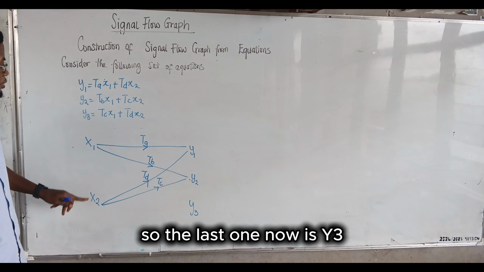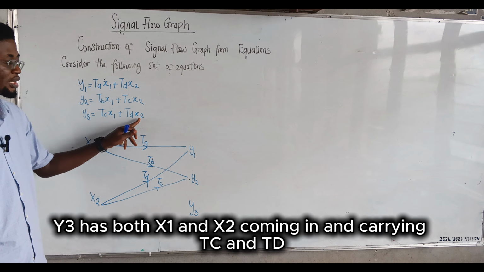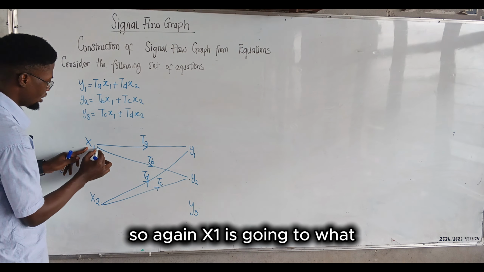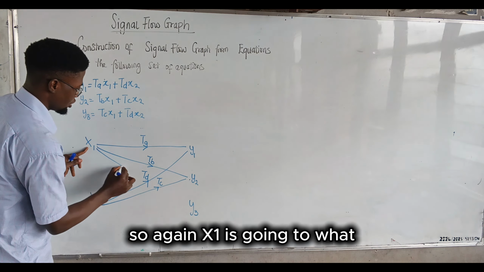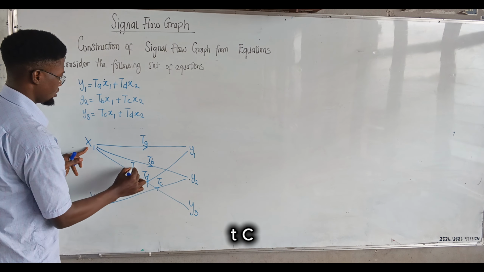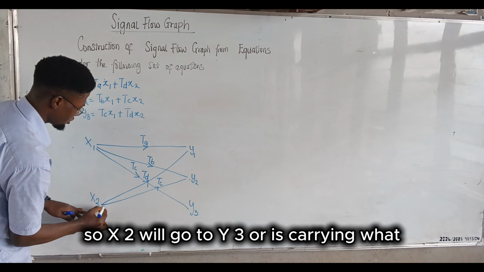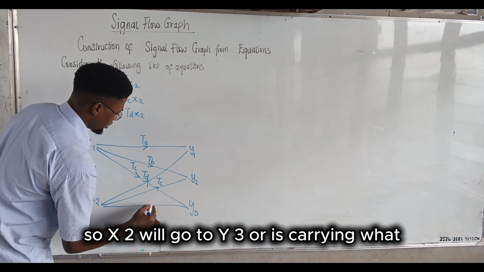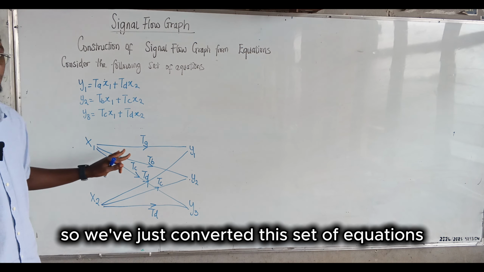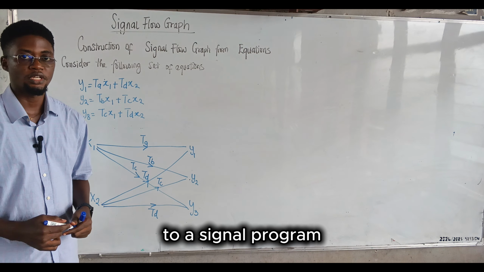So the last one now is Y3. Y3 has both X1 and X2 coming in and carrying TC and TB. So again, X1 is going to what? Y3 and it is carrying what? TC. We also have X2 going to Y3 carrying TB. So we've just converted this set of equations to a signal flow graph.